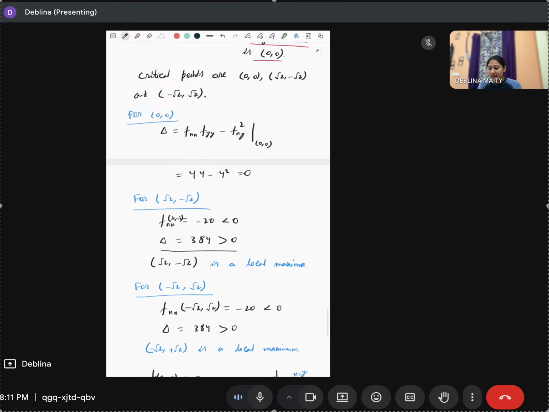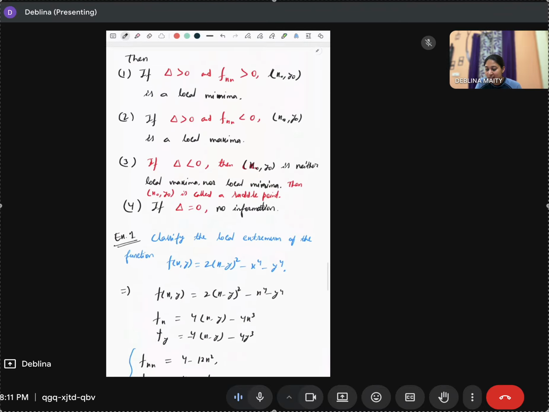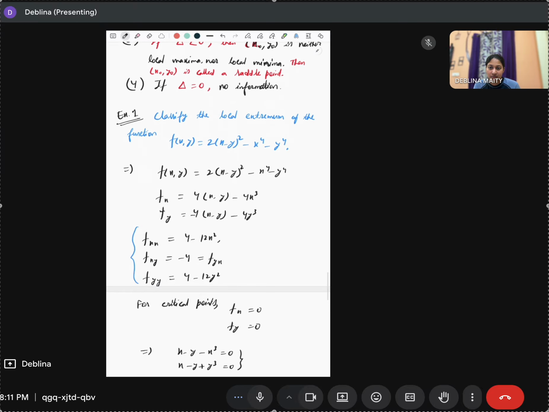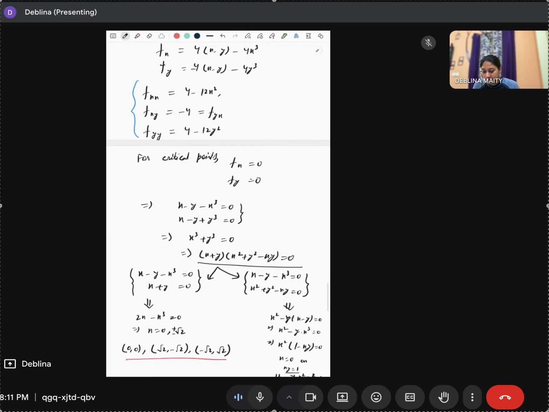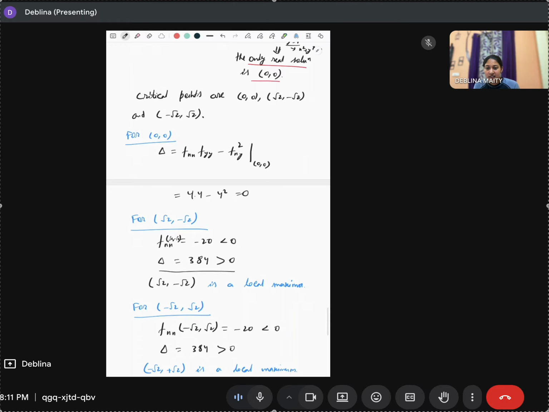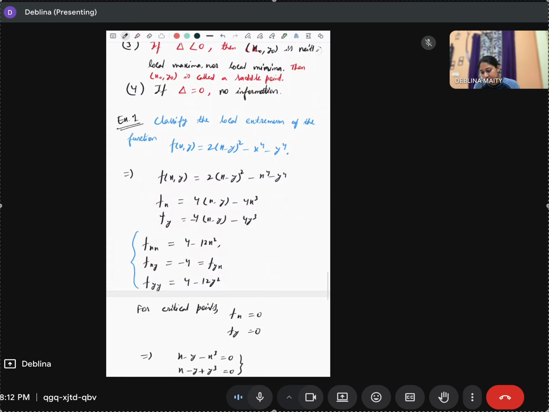Since at 0 0 delta is 0, all these conditions 1 to 4 do not give anything about whether it is a local maxima or minima. There is no information when delta is 0. So you have to check in other ways. Here we have seen that there exist two directions, in one it is positive and in the other it is negative. So it is not a local maxima or minima. So the question is done, I think. We have classified all the local extrema of this function.